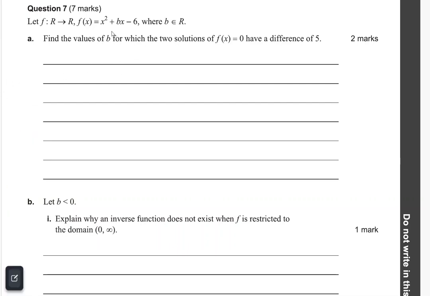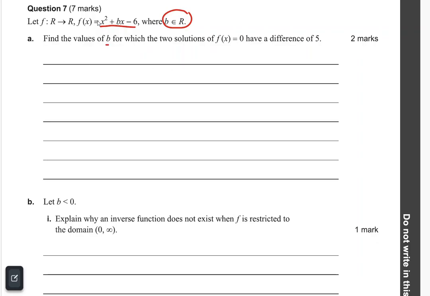Question number 7. We have this parabola. B can be any number, positive or negative. Find the values of B for which the two solutions have a difference of 5.